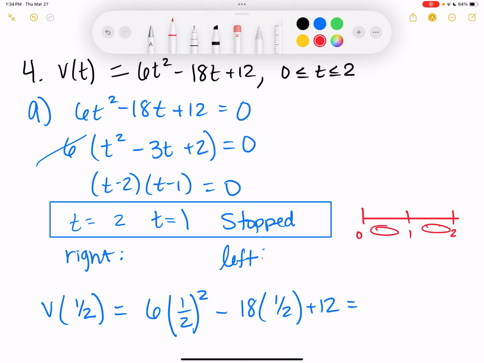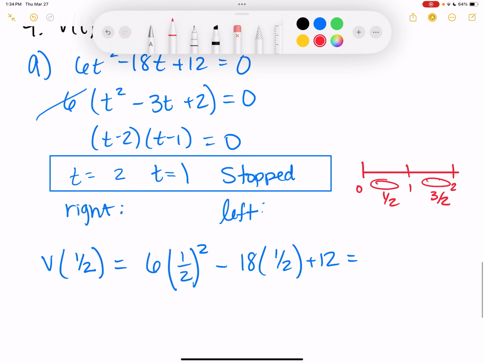Okay. So I just chose 1/2 for this number. Over here, I'll probably choose 3/2. So this is 3/2 minus 9 plus 12, which is 4.5, which is greater than 0. So what does that mean? Right. So from 0 less than or equal to t less than 1, because we can't include 1, right? Because that's when it stopped moving to the right.